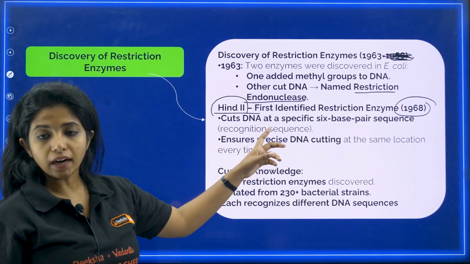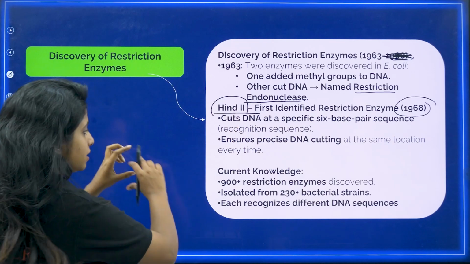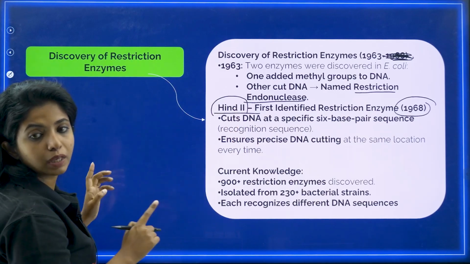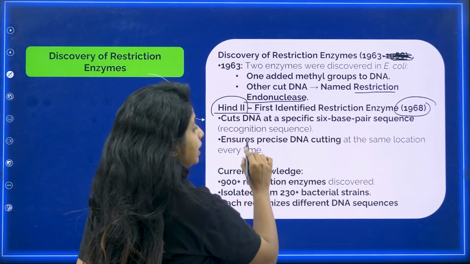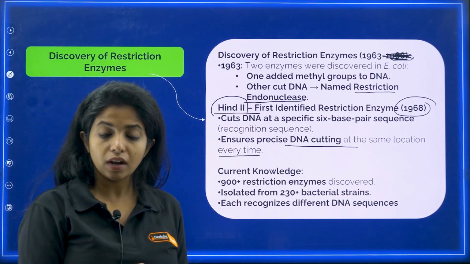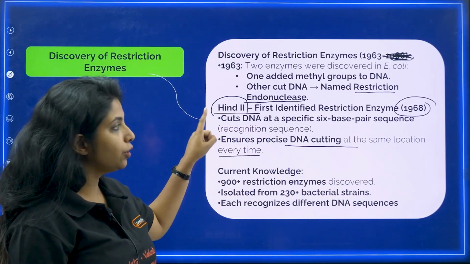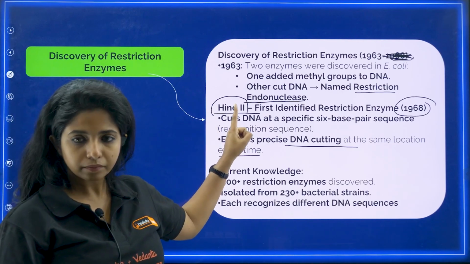And what does it cut? It cuts DNA at a specific 6 base pair sequence. That means 6 bases will be there, and it is going to make a cut over that site. It ensures precise DNA cutting at the same location every time. It does not cut everywhere, okay, it has a particular site, and only there will it be cutting. So please remember HindII over here, it's a very, very important thing, okay.